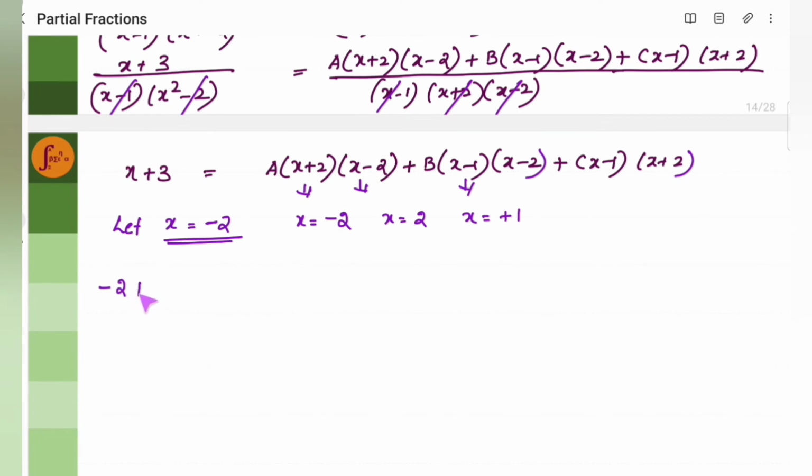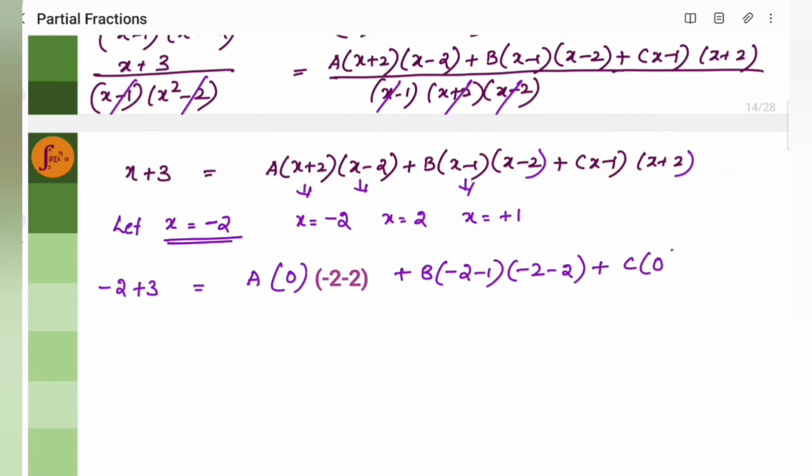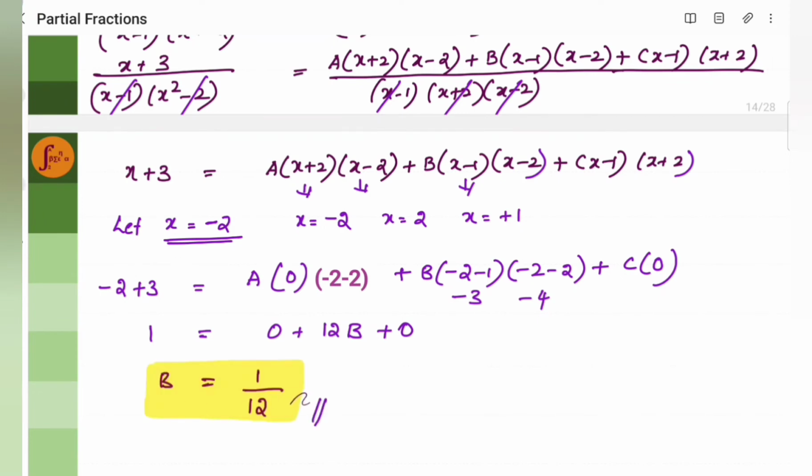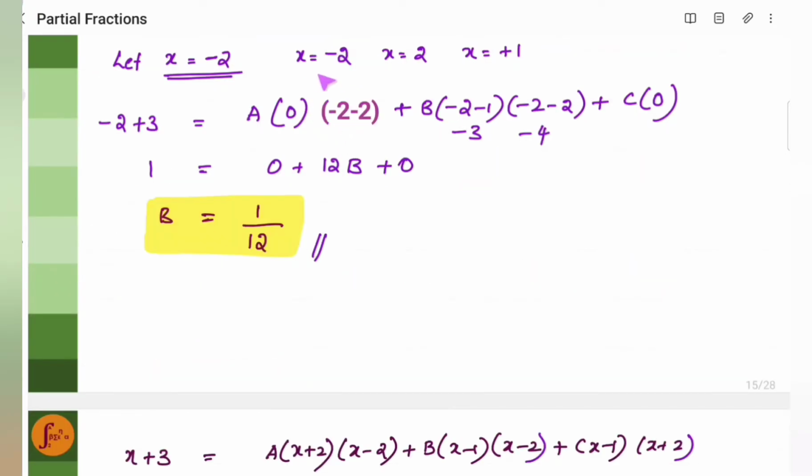So, I'll get minus 2 plus 3 is equal to a into minus 2 plus 2 is going to become 0, plus b into minus 2 minus 1 into minus 2 minus 2, plus c, this is going to become 0 because minus 2 plus 2 is going to become 0, right? So, I'll get 0 plus minus 3 into minus 4, that is plus 12. So, I'll get 12b plus 0 and this is 1. 12b is 1. So, we get b is equal to 1 by 12. So, we assumed x is equal to minus 2.